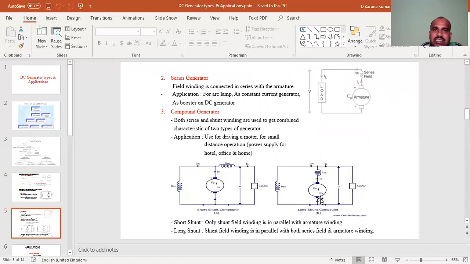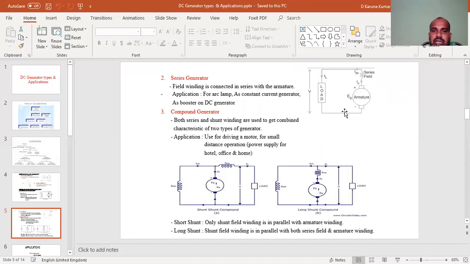The second one is series generators. In shunt generators, the field winding and armature winding are both in parallel. But in series generators, the field winding is connected in series with the armature winding. The applications of series generators are arc lamps, constant current generators and boosters on DC generators.